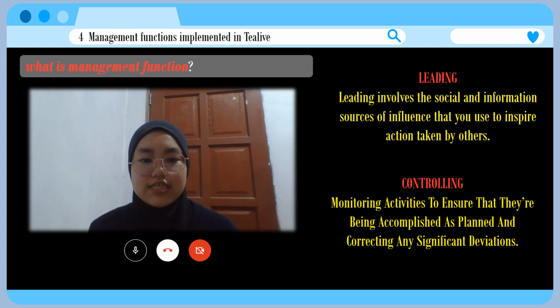So the last management function is controlling. Controlling is monitoring activities to ensure they are accomplished as planned and correcting any significant deviation. We can see that Brian Lee also monitors his company's data every month by checking their profit and making a comparison before and after. Brian Lee can identify his company's problems and solve them at the right time.